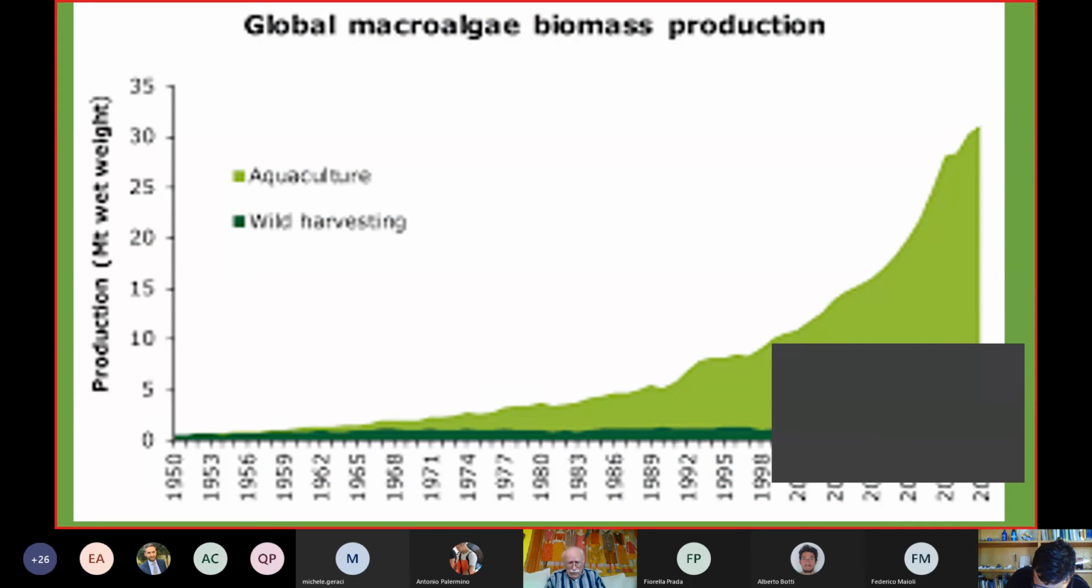Just see the massive increase in aquaculture of macroalgae, and see that the contribution of the wild harvest is very small, and it's not economic, because these stocks are readily depleted, and then you are left with nothing to harvest.